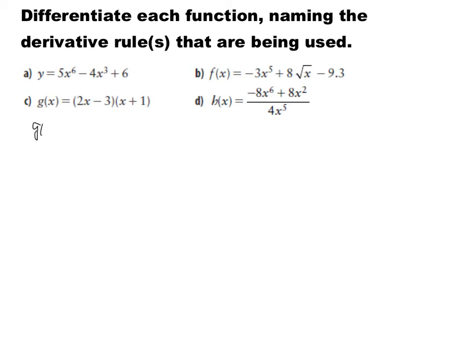So I'm going to write g of x is equal to, so to expand it, I'm going to multiply 2x by x, which is 2x squared. 2x times 1 is 2x. Negative 3 times x is negative 3x. Negative 3 times 1 is negative 3, which is the same as 2x squared minus x minus 3.